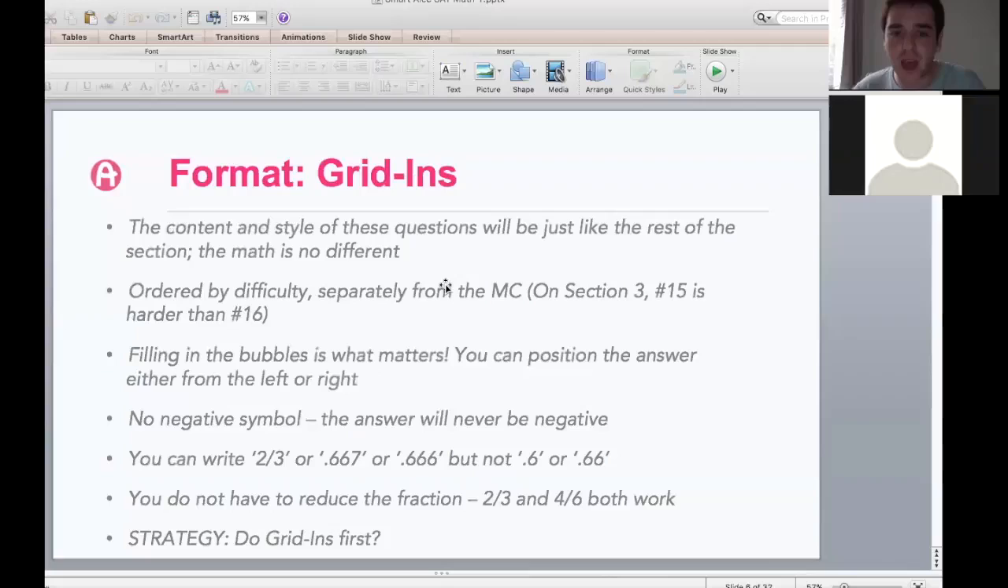As a reminder, the first grid-ins are very easy as well, and there's always fewer of them. So it really shouldn't throw them off too much, but it's better at the last second to be guessing on multiple choice rather than trying to just make up numbers.